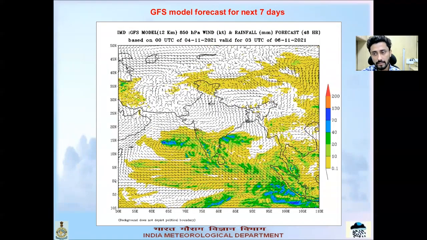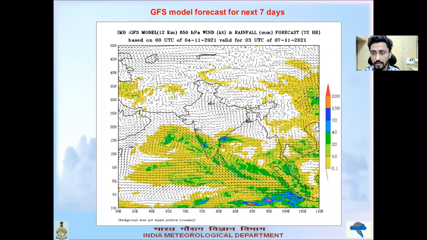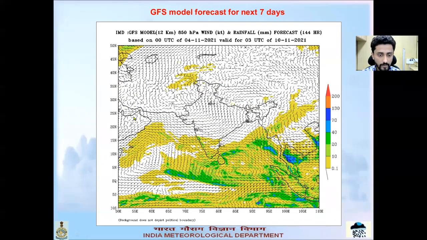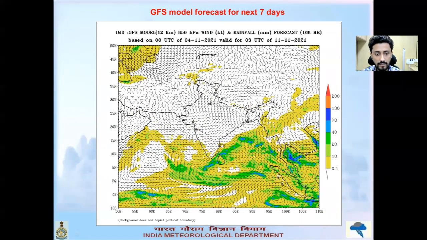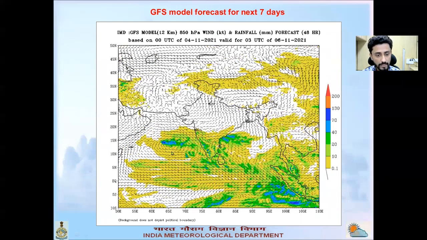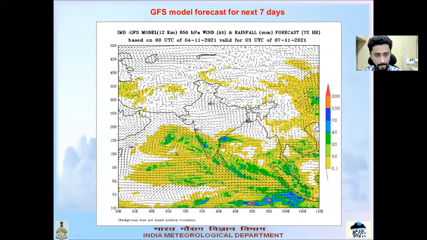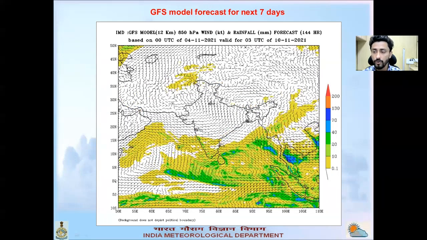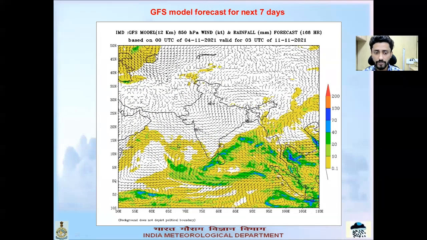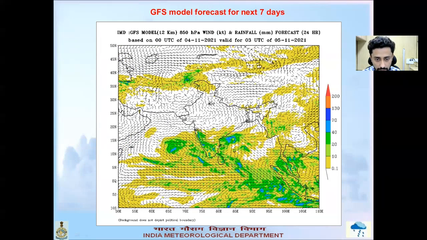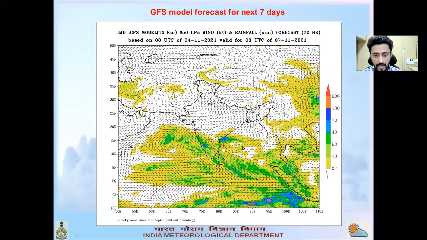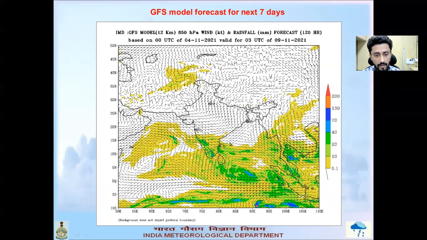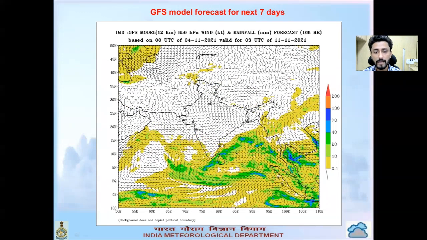Now let's talk about the next 7 days weather forecast. This is the IMD global forecast model generated weather forecast. And you can clearly see that, as I already mentioned, there is an active system over the Arabian Sea, and we are expecting that this system is going to be more marked within the next 48 hours. But the chances to become a cyclonic storm are very less for this system. And we are also expecting another low pressure system over the Bay of Bengal here. And due to both these systems, we are expecting a good amount of rainfall over peninsular India.